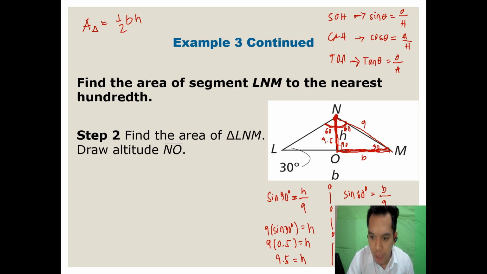So that will become 9 times square root of 3 over 2 equals B. Okay, so 9 times square root of 3 over 2 is 9 square root of 3 over 2, and that is our B. So that is the base. Yung B natin dito ay 9 square root of 3 over 2.